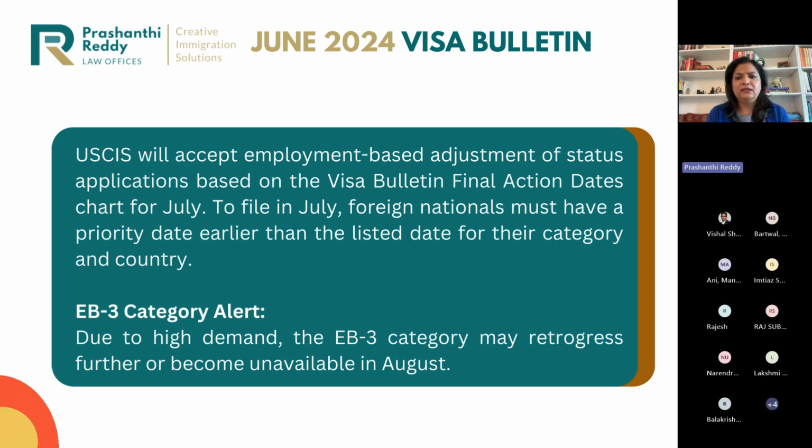For EB3 categories, they've given us an alert that due to the high demand in the EB3 category, there may be retrogression as early as next month. This is not unexpected, as we go through the months in the fiscal year, we will see less and less forward movement, because it's towards the end of the year and all the numbers are being used up, so we see less to no forward movement as we progress in the months. But there is a surprise for us in the month of July. Next slide.